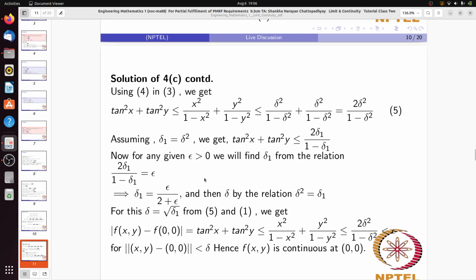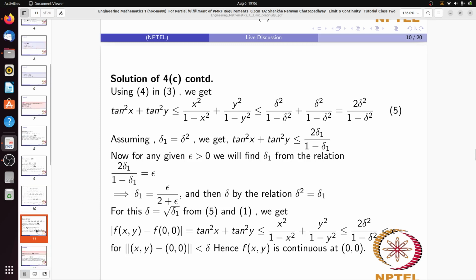Now for any given epsilon greater than 0, we will find delta 1 from this relation. Simple algebraic manipulations will give us that delta 1 is epsilon by 2 plus epsilon. And then finally we will get delta square equals delta 1, and delta equals the square root of delta 1, and eventually we will conclude that f(x,y) is continuous at (0,0).